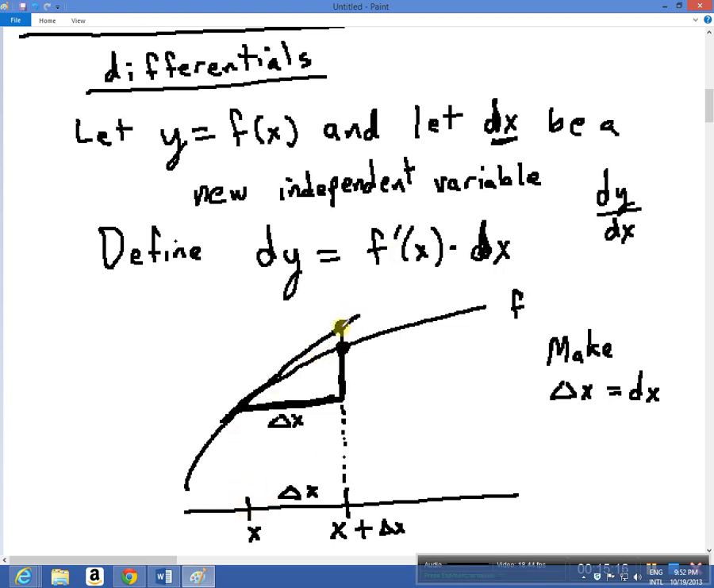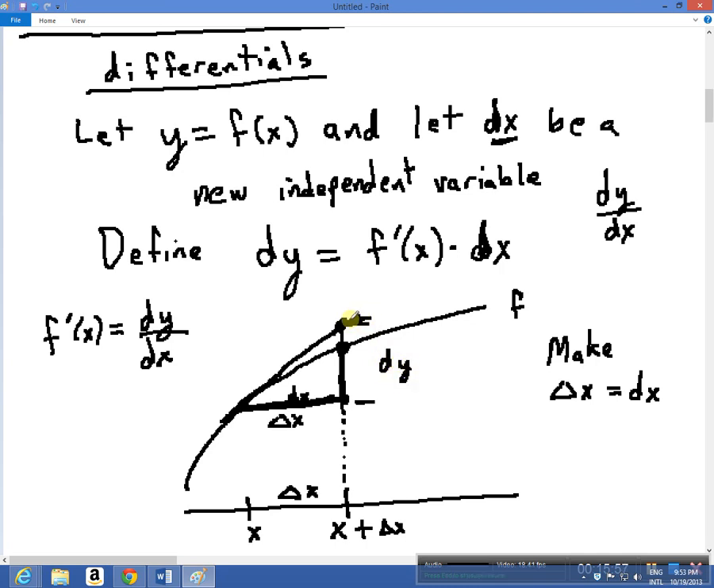So how do you calculate the slope of a line? Well, you take the difference in the y values and the difference in the x values and divide. So how far is it from here all the way up to the line? Well, of course, that must be the number that you would divide delta x by to give you the slope of the tangent line. Well, the slope of the tangent line is f prime of x, which we know is dy over dx. But if I make delta x and dx exactly the same, then the distance from here to the line would be dy.